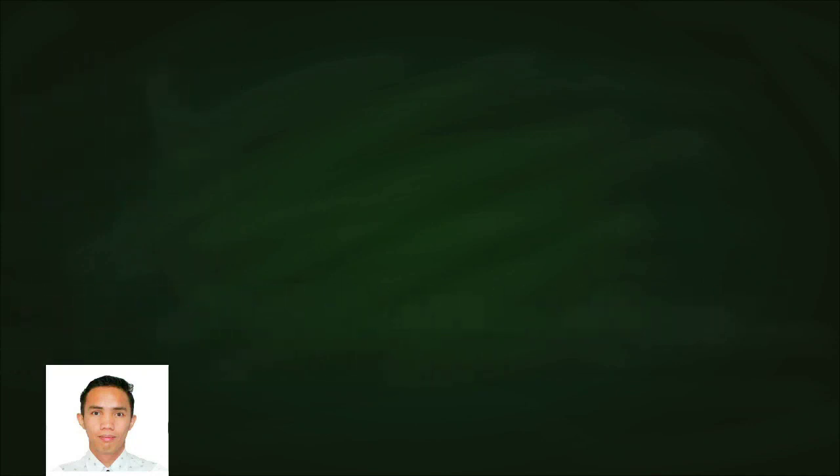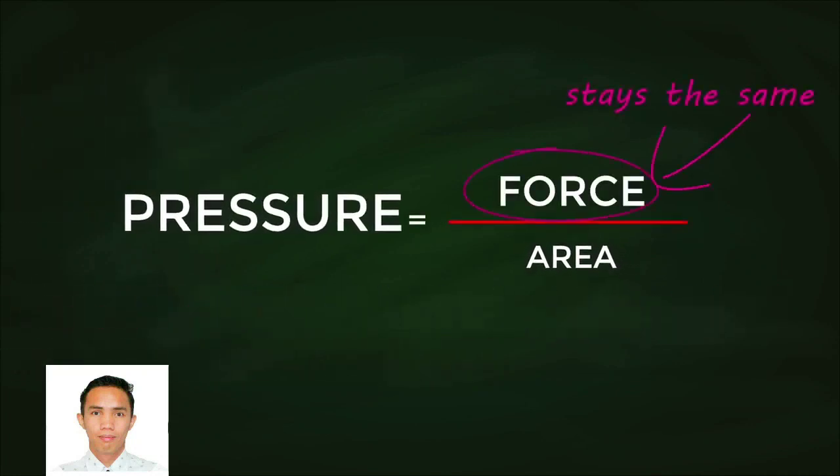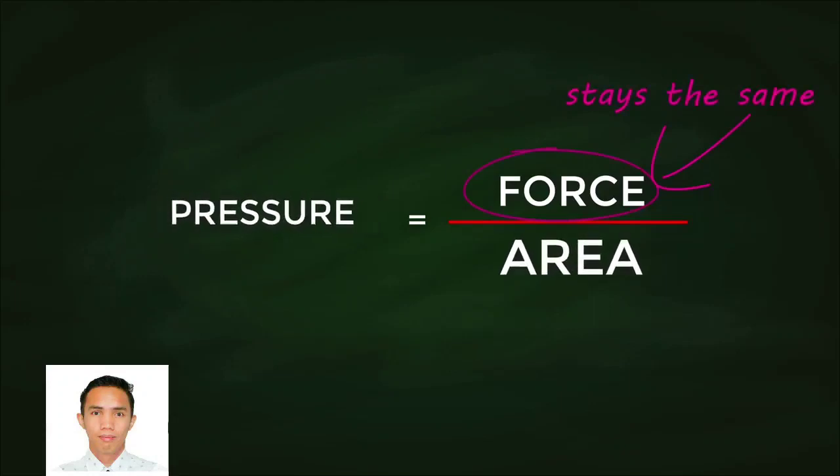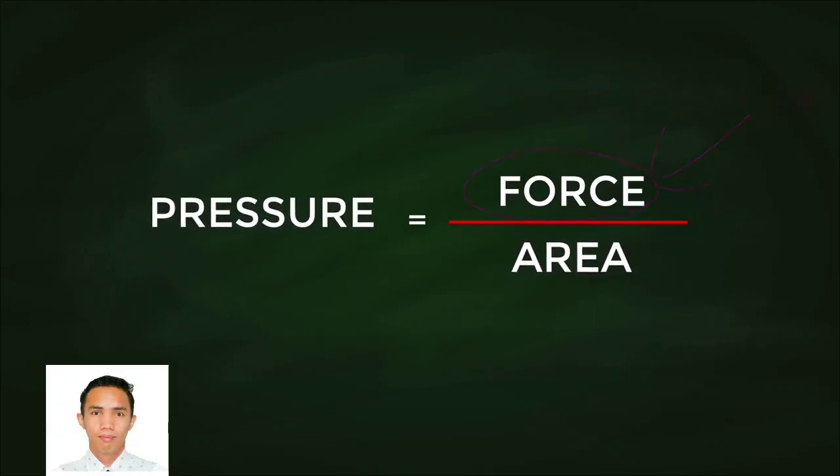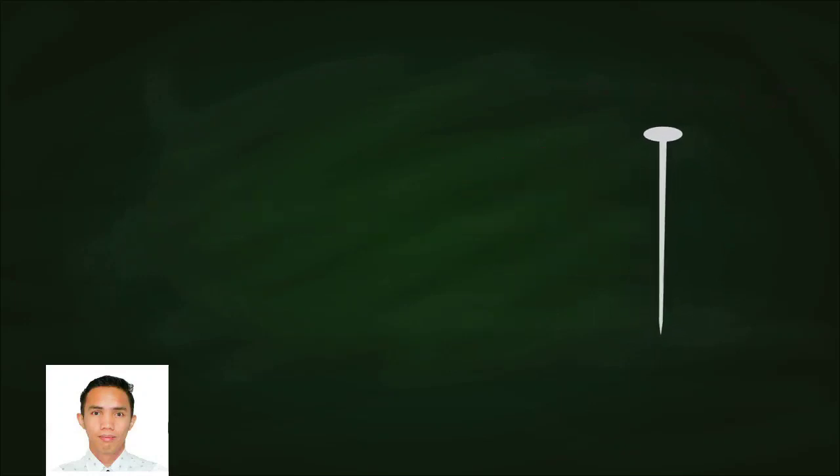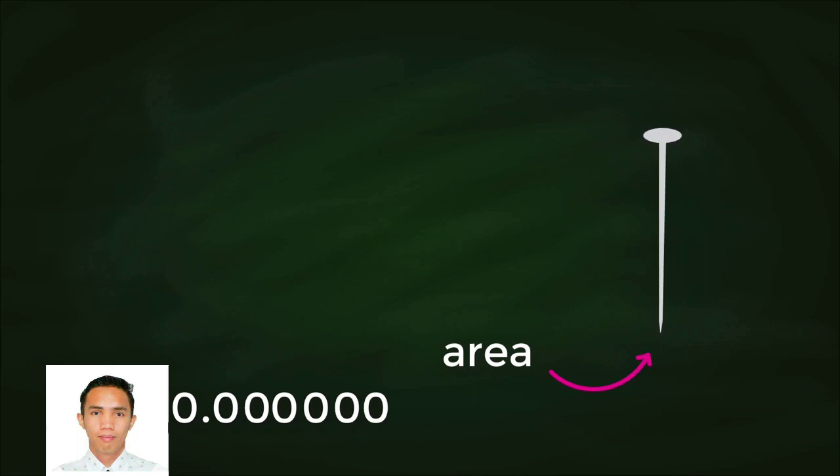Something else that we learned in our previous video is that the same force can exert different levels of pressure depending on the size of the area it's being applied to. So take this pin for example. At its very tip, it has an area of approximately 0.0000025 square meters. That is, it's really, really small.